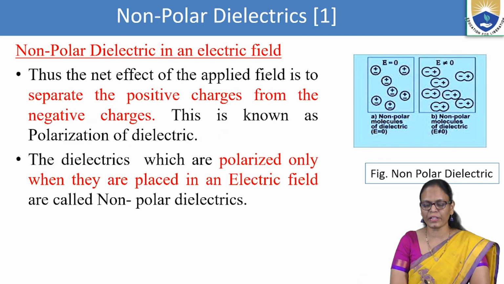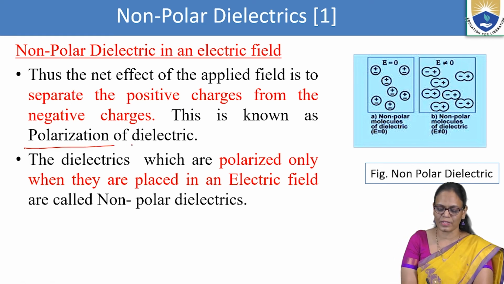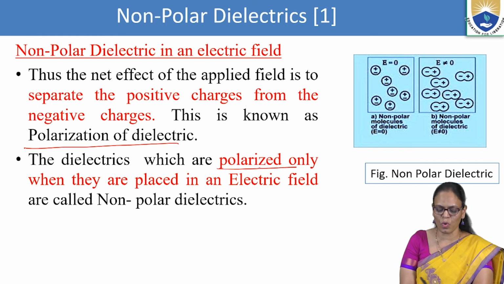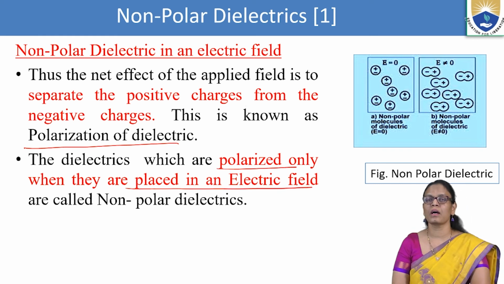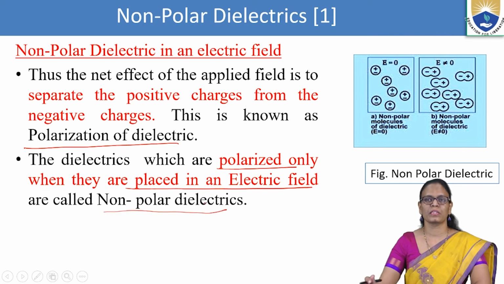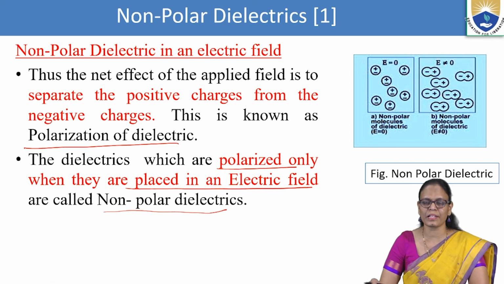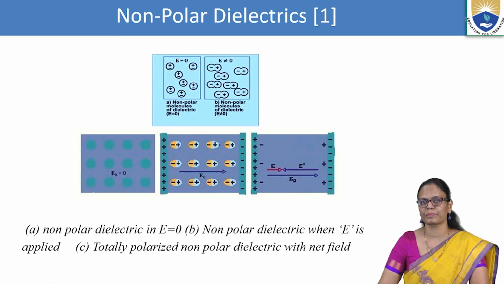So the net effect of the applied field is to separate the positive charges from the negative charges. So there is polarization. So dielectrics which are polarized only when they are placed in an electric field are called non-polar dielectrics. They are non-polar, but they are polarized when they are placed in an electric field.